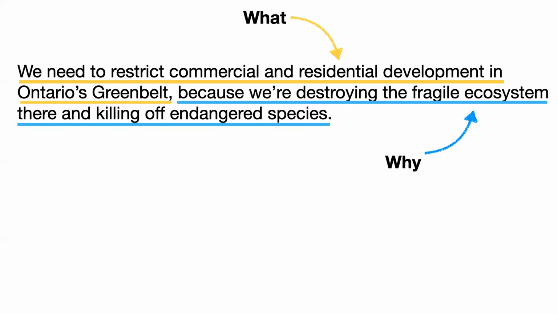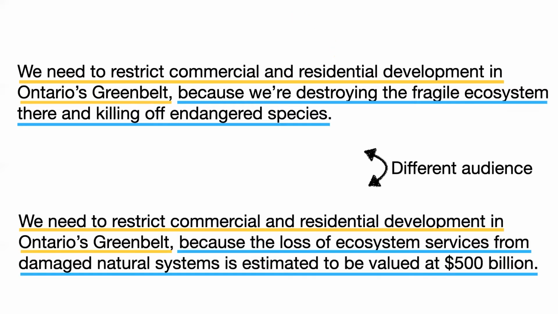Now, the essential message can absolutely and should change for different audiences. Here, the why is the fragile ecosystem and endangered species. But if I'm talking to, say, a land developer or someone who's more fiscally motivated, we need to restrict commercial and residential development in Ontario's Greenbelt because the loss of ecosystem services is estimated to be valued at $500 billion. Both those whys are true, but we're just framing it differently to connect with that specific audience.